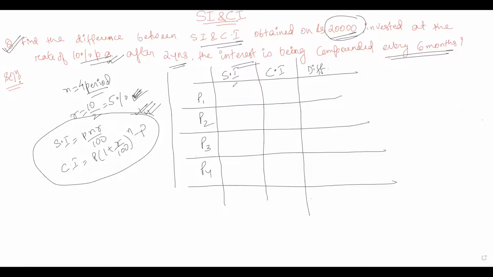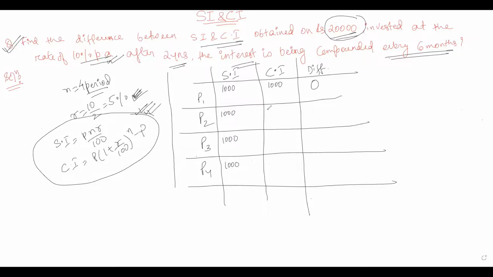So 5% of 20,000 would be 1,000. I know for the first period, the SI and CI would be the same. So CI would also be 1,000 and the difference would be 0. Now I know that the simple interest remains the same for each period. So this would be 1,000, this would also be 1,000, and this would also be 1,000.